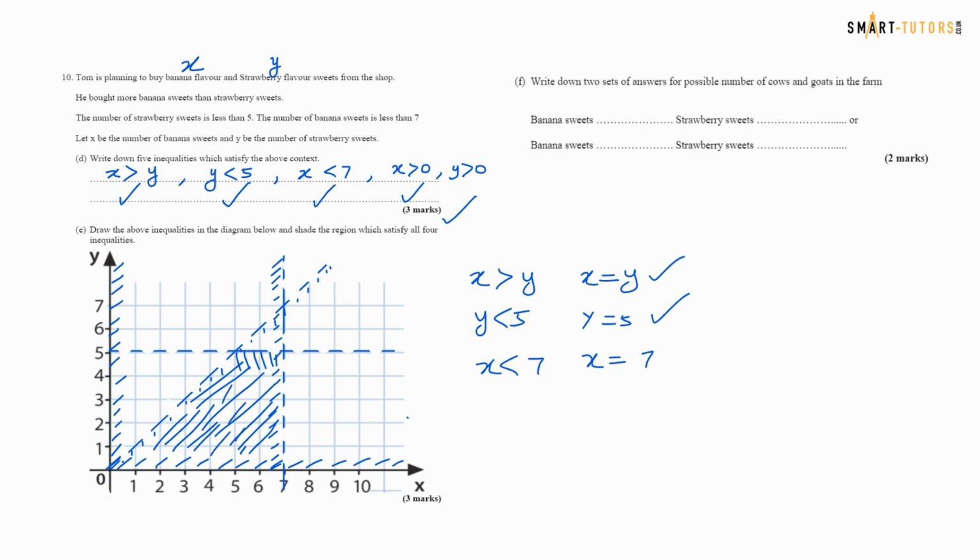Now they are asking to write down two sets of answers for the possible number of banana and strawberry sweets. So banana sweets and strawberry sweets, you can choose any points with integer values. So x is going to be the banana, so it can be 5 and 2. And anything you can choose, let's say 6 and 4. So 6 banana sweets and 4 strawberry sweets. So that is the answer for question number 10.